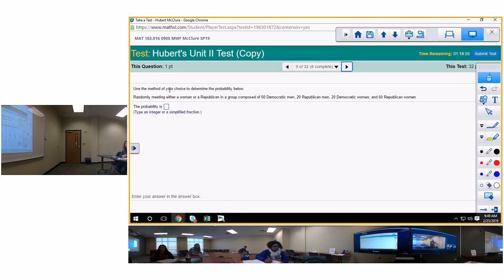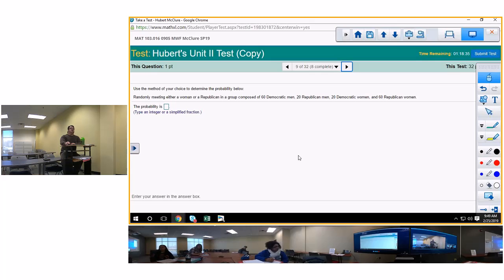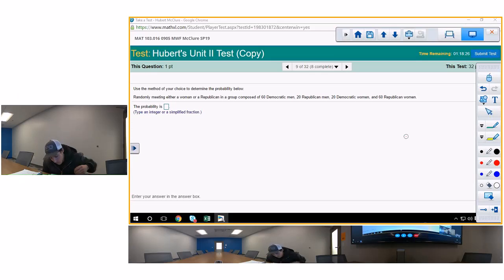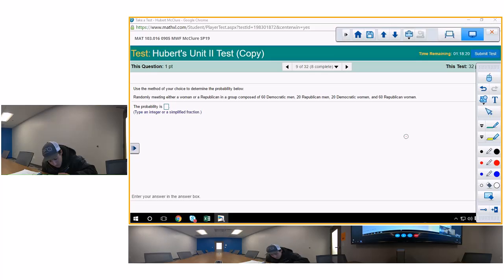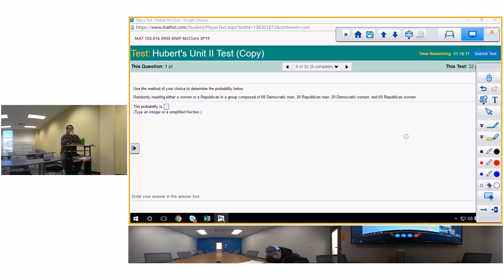Use the method of your choice to determine the probability below. Randomly meeting either a woman or a Republican in a group of 60 Democratic men, 20 Republican men, 20 Democratic women, and 60 Republican women. This is an additive law, and you need to put it in a table. So draw a table. I would put men and women on the side, and I'd put Republican and Democrat on the top.